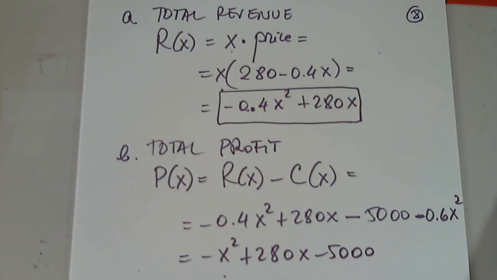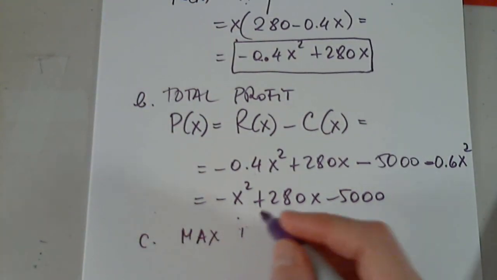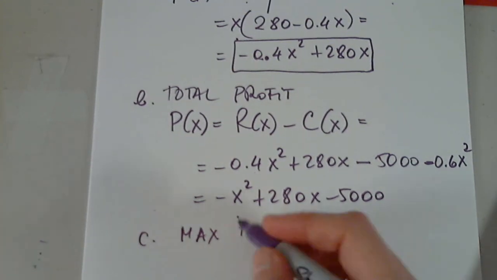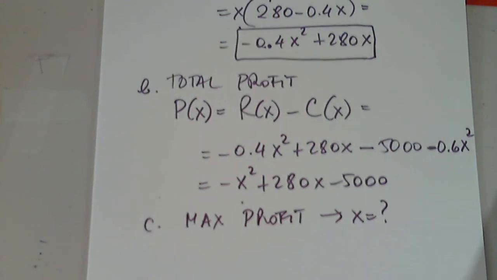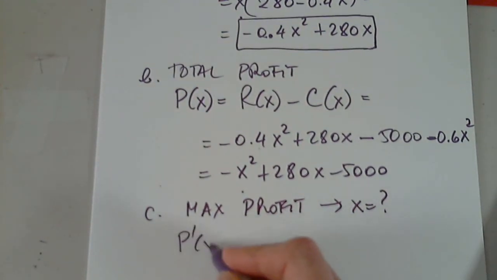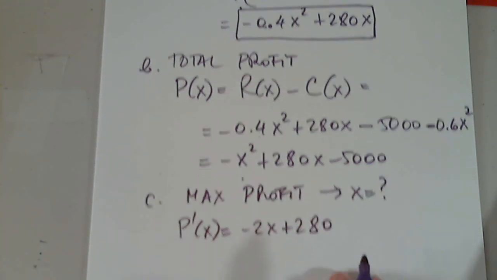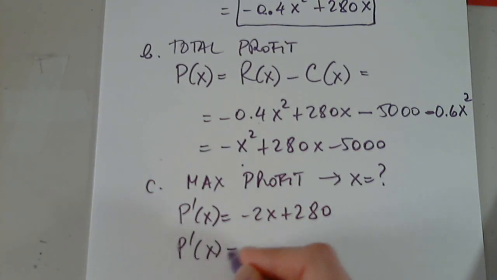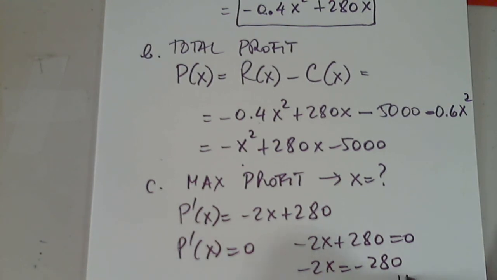How many refrigerators must the company produce and sell in order to maximize profit? So in part C, we want to find the maximum, what x should be for the maximum profit. I have to find the derivative, and I get negative 2x plus 280. I have to find the critical number by setting the derivative equal to 0. So negative 2x plus 280 equals 0. Negative 2x equals negative 280, or x equals 140 units.